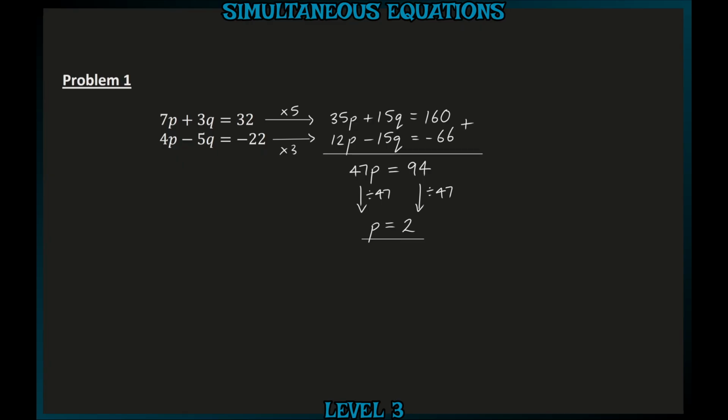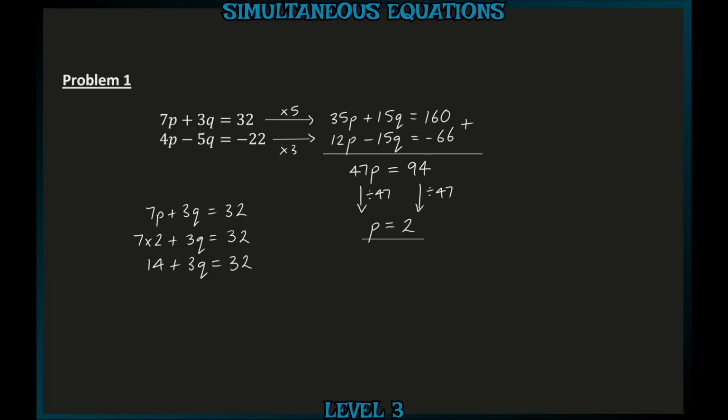And the one at the top looks easier to use because it has a plus in it. So we're going to use 7p plus 3q is equal to 32. Now looking at this, we can substitute p for 2. So it becomes 7 times 2 plus 3q is equal to 32. And since 7 times 2 is 14, we have 14 plus 3q is equal to 32.